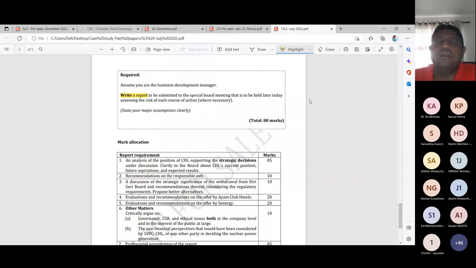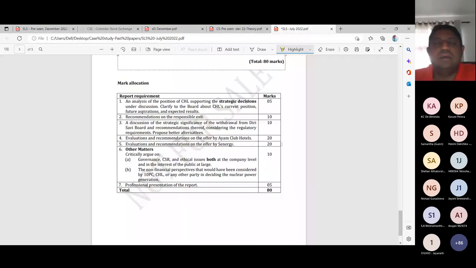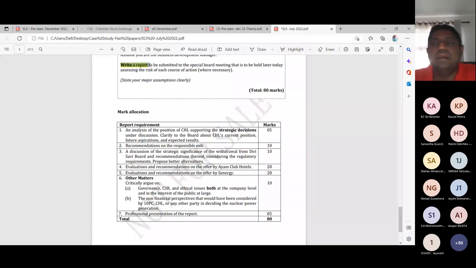So think about the real environment, close your eyes and think of the real environment you are in. In that scenario, how are we going to write a report? Think about the practical work applications. In your office, how do we submit a report? Similar to that, the report should have an executive summary like that. So you have to develop a nice report here. Then he has given a guideline on how the 80 marks are allocated.